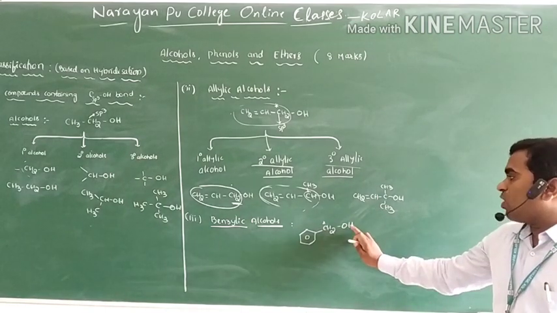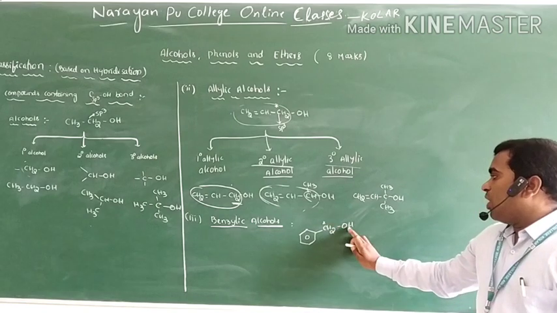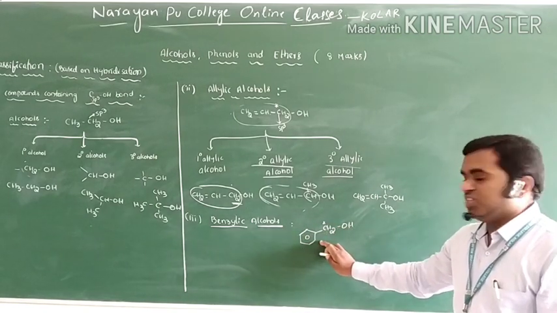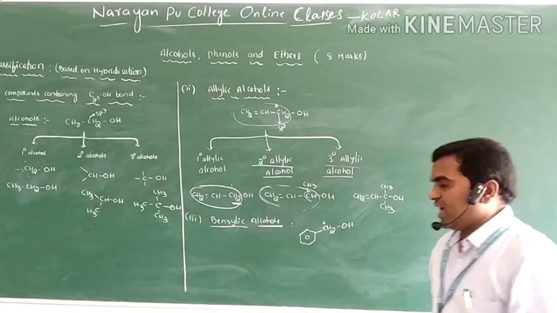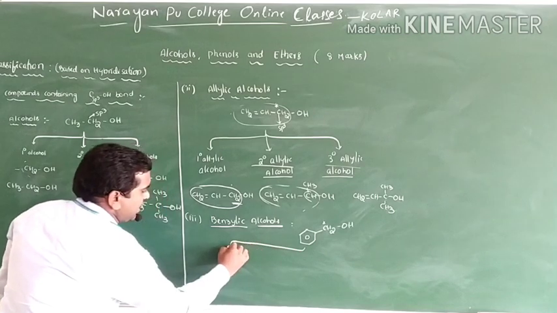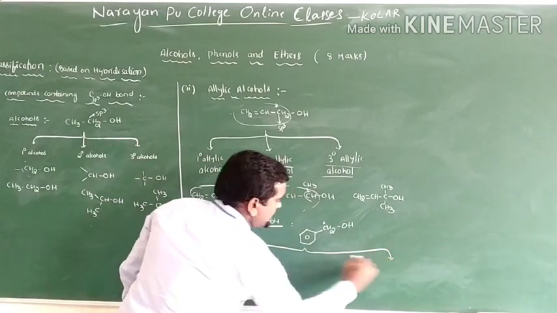What is a benzylic alcohol? In this alcohol, OH is attached to the sp3 hybridized carbon next to the benzene ring. This is called a benzylic alcohol. The classification is the same here: primary, secondary, and tertiary.